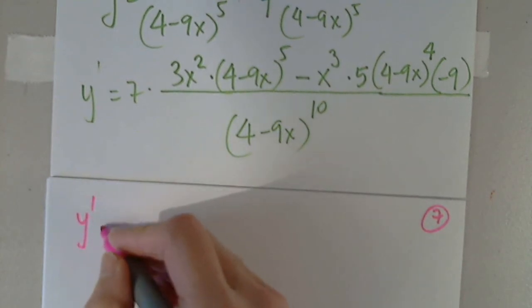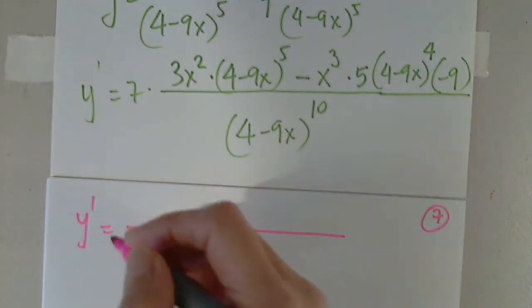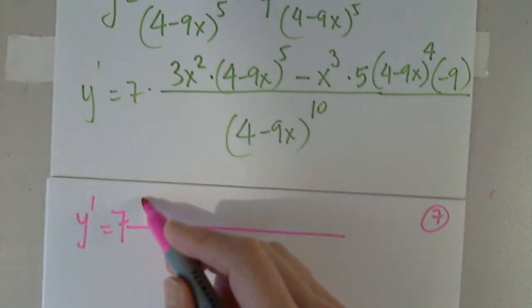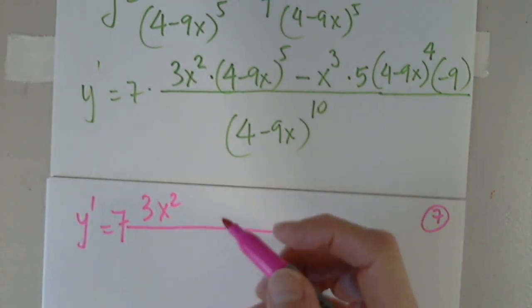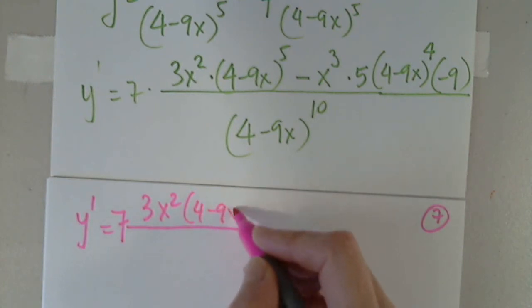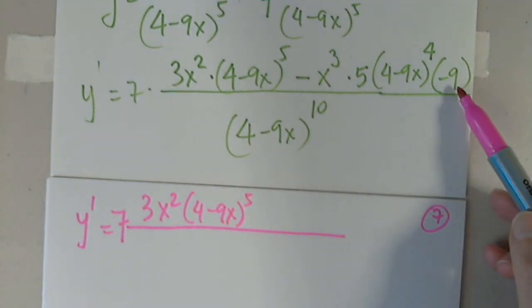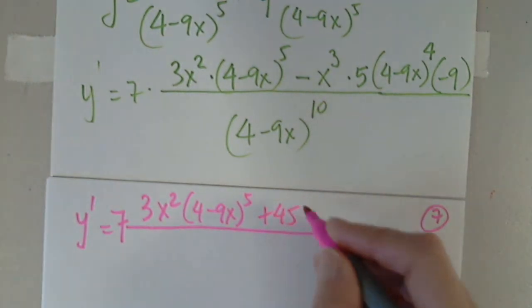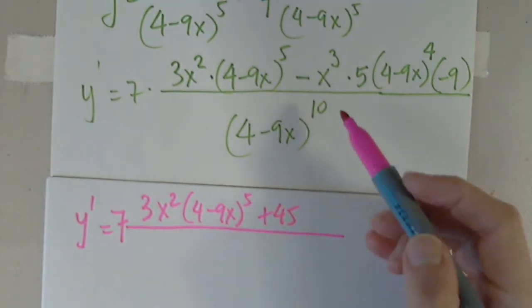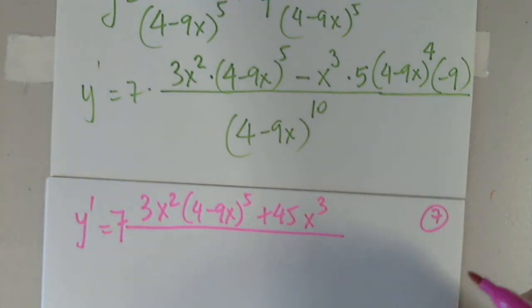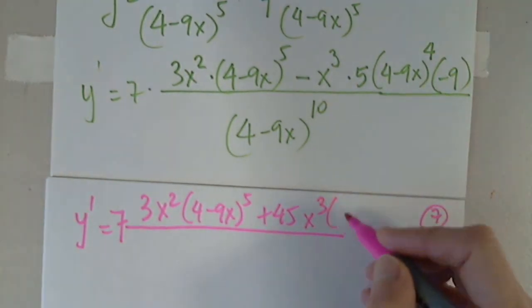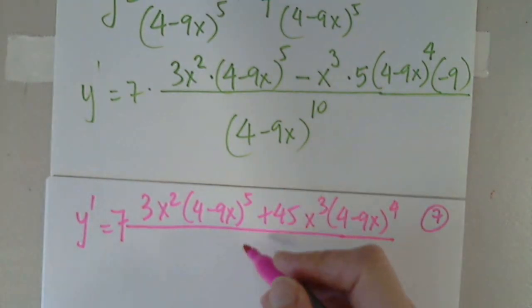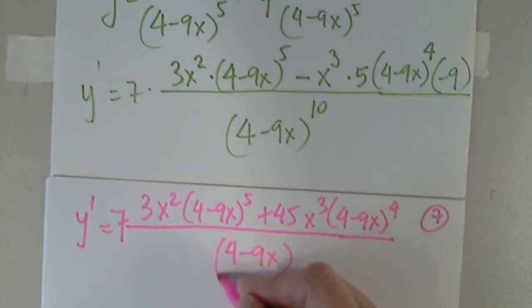So then y prime, 7 is still patient outside waiting. So the numerator of 3x, I mean this portion, this term is as is. I can't do anything to it. Negative 9 times 5 times negative 1 is positive 45. I copy x cubed, and I copy 4 minus 9x to the 4th power. I copy the denominator to the 10th power.